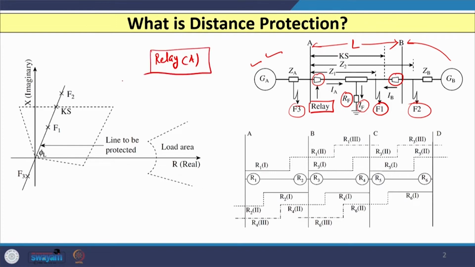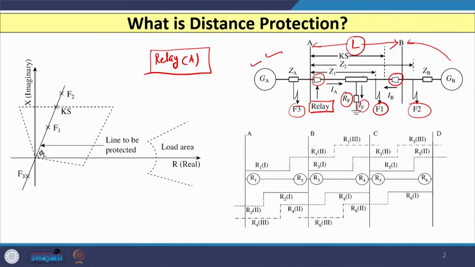If I consider the performance of this relay, then we know that normally the first zone of the distance relay is set at 80% of the line length L. So the first zone of this relay will be up to here, and this is considered the set value of the relay. The set value of this first zone is Ks. If the measured value of impedance is less than Ks, then the relay operates, otherwise the relay blocks. So, this is the operating principle of the distance relay.